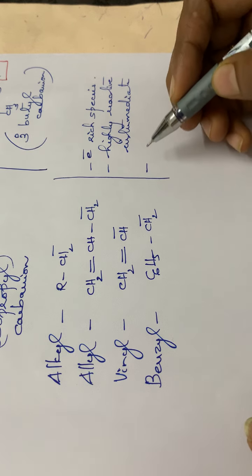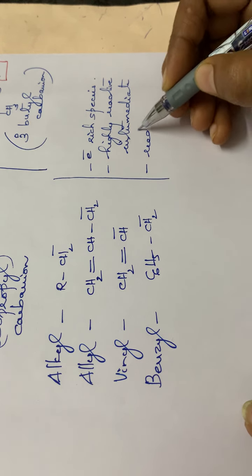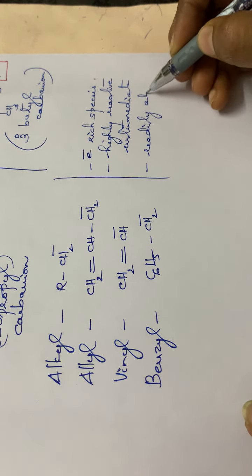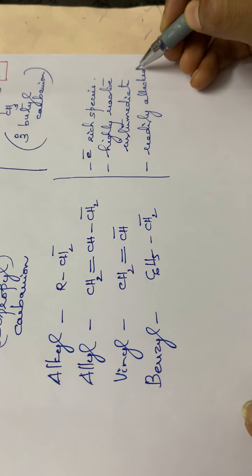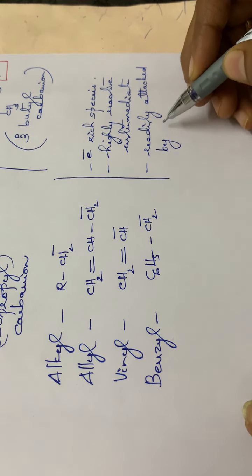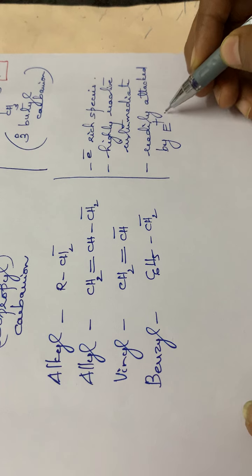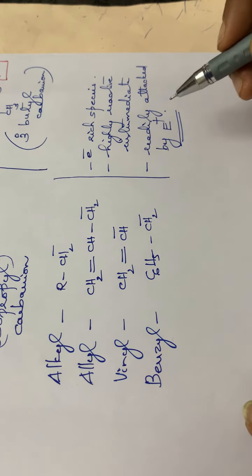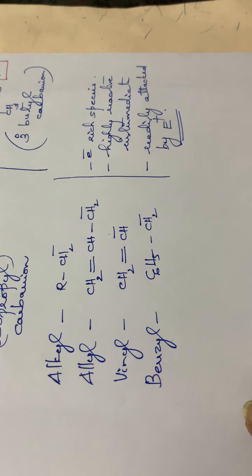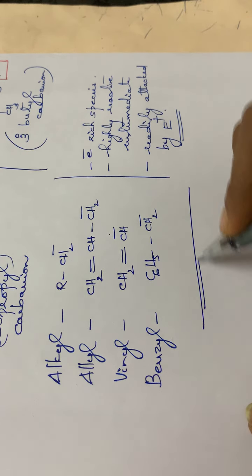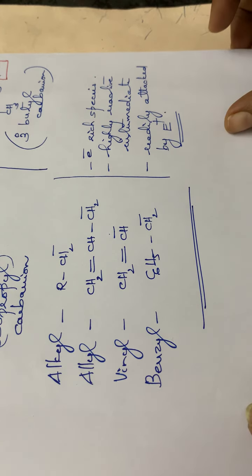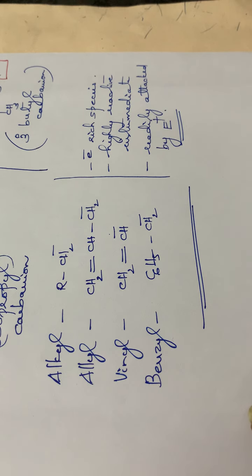And they are readily attacked by which species, a nucleophile or an electrophile? They are readily attacked by electrophiles, that is E plus. Since it is having a negative charge, they will be easily attacked by an electrophile. So this is about the classification of carbanions. Hope you are clear up to this.